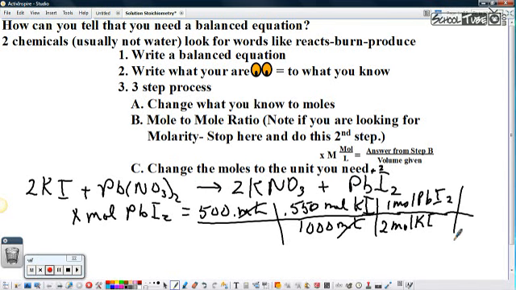Can I stop? What am I looking for? Moles of PbI2. I can stop. But if I don't have moles of PbI2 over there, I have to continue. And the last step of the 3-step process is to change the moles that you have to the unit you need. I'm at moles. I don't have to do anything else. I just calculate. Okay?